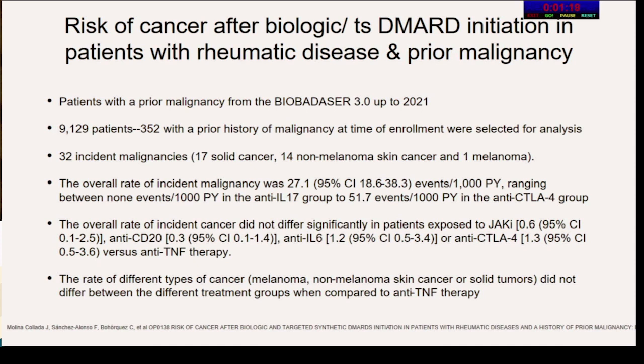Lastly, we are always afraid of starting TOFA or JAK inhibitors or biologics in patients who already have a history of malignancy. So this was one of the studies which looked at patients with a prior malignancy from the BioBadaser registry when these were started on JAK inhibitors or TNF-alpha inhibitors, and the overall incident malignancy events were 27.1 per 1,000 patient years. The overall rate of incident cancer did not really differ significantly in patients exposed to JAK inhibitors or anti-CD20, anti-IL-6 or anti-CTLA4 as against TNF-alpha therapy.